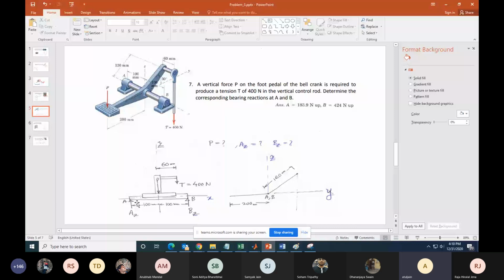We don't know the value of AY and BY, but we know AY plus BY is 0. Sir, that's why we are assuming, or is there another reason for it? No, that's why we are assuming. I think it is otherwise a statically indeterminate problem. You will not be able to solve it.